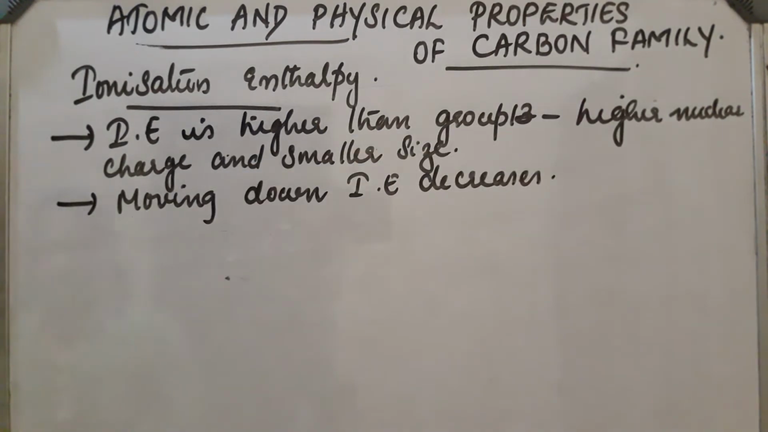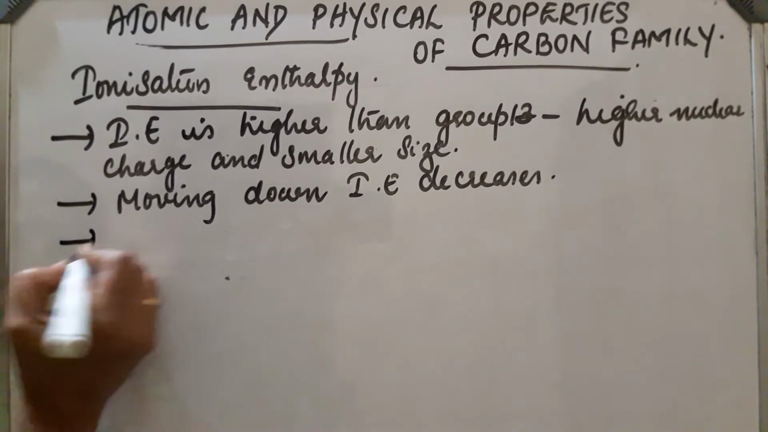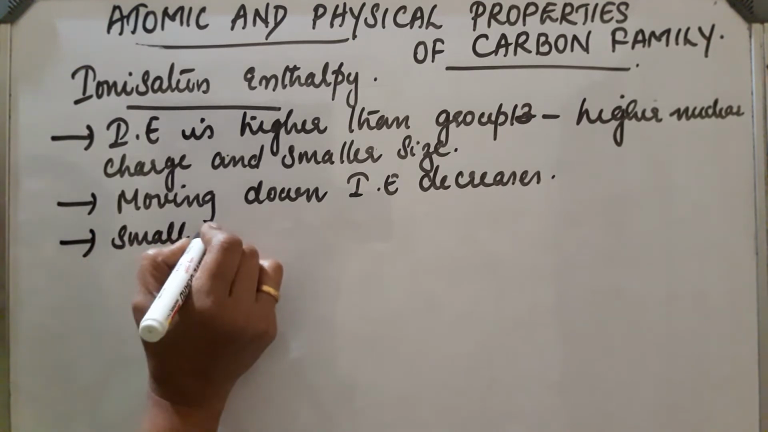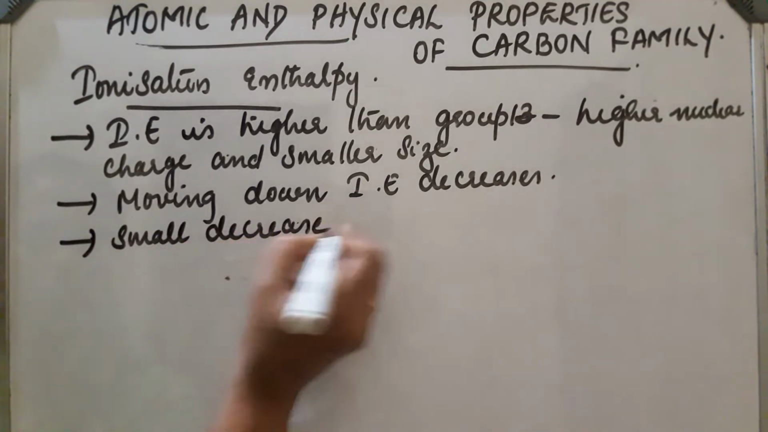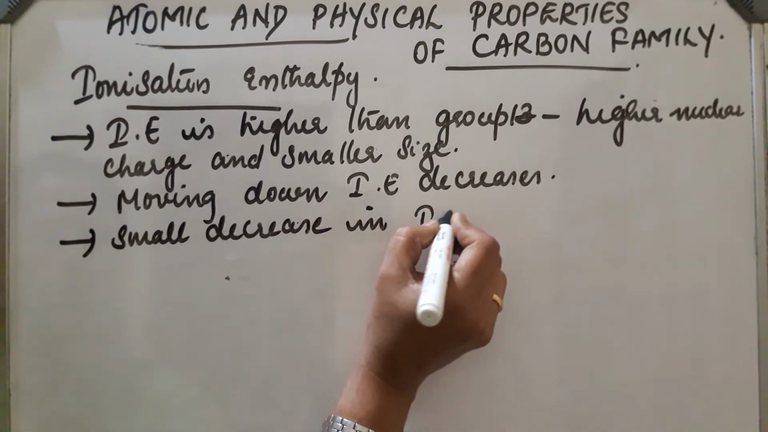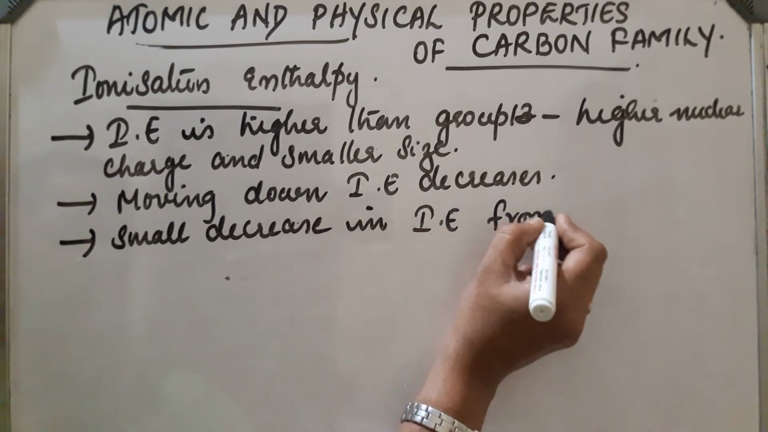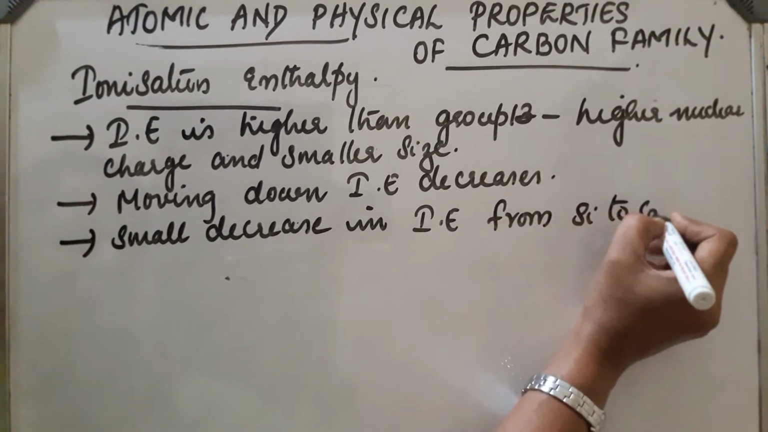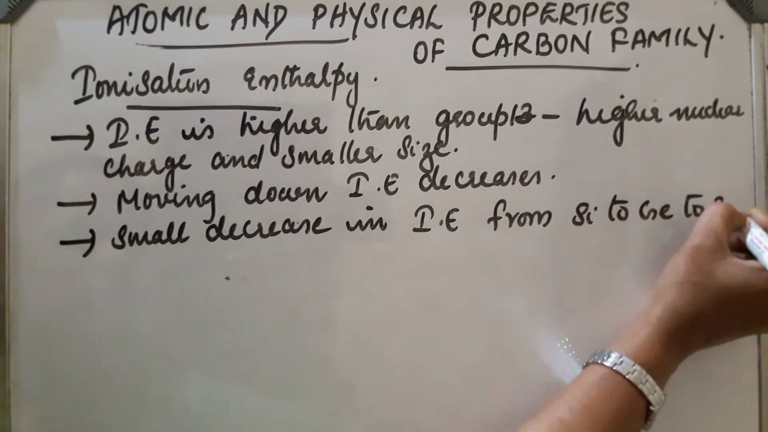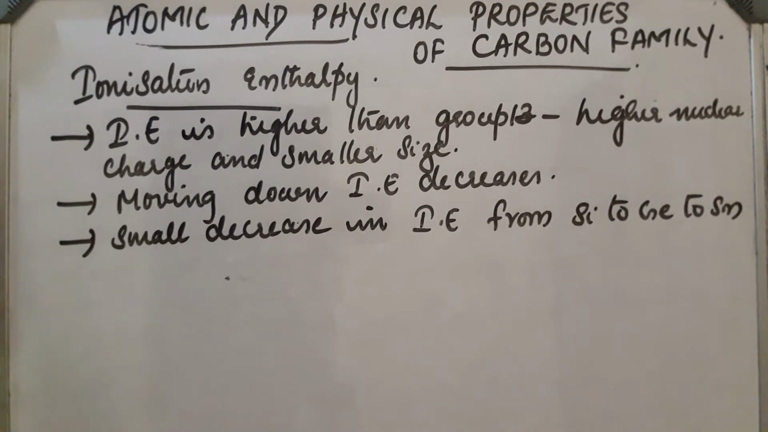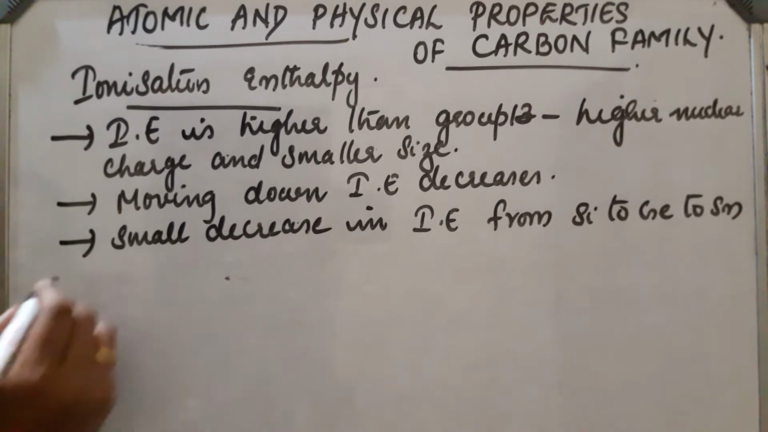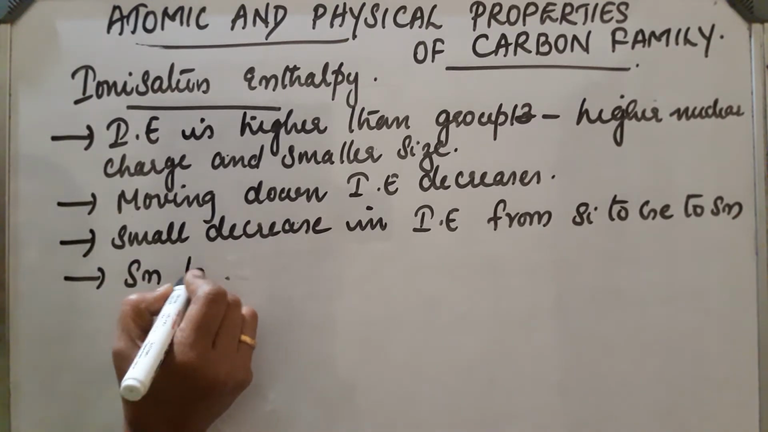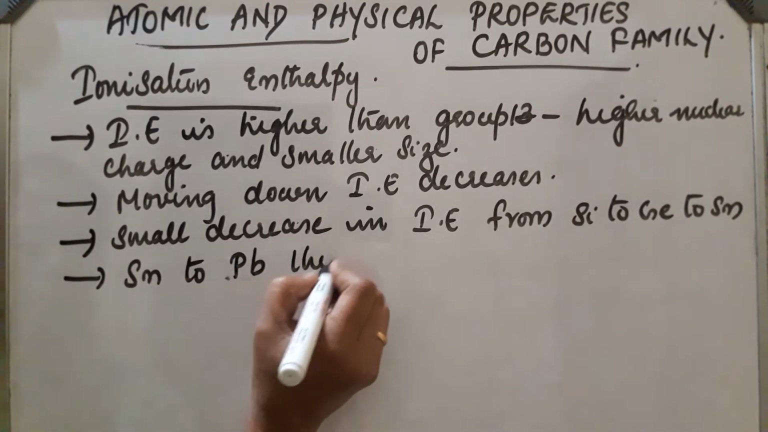Okay, and there is a small decrease in ionization energy from silicon to germanium and then to tin. Only a small decrease. Silicon to germanium, then to tin, there is a slight decrease. Okay, but from tin to lead, there is a slight increase.